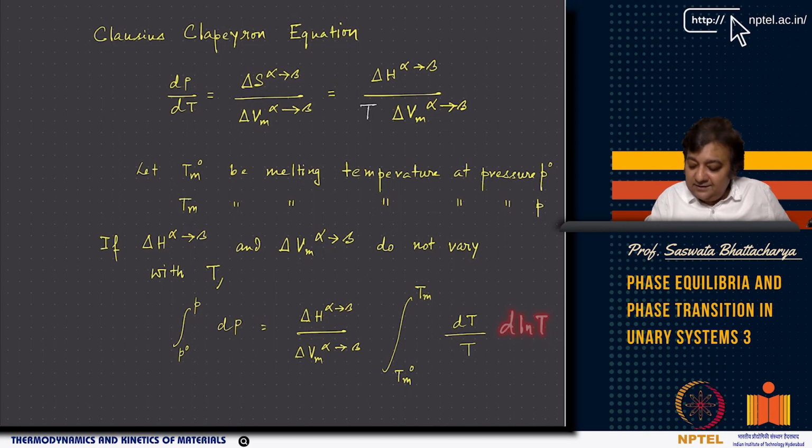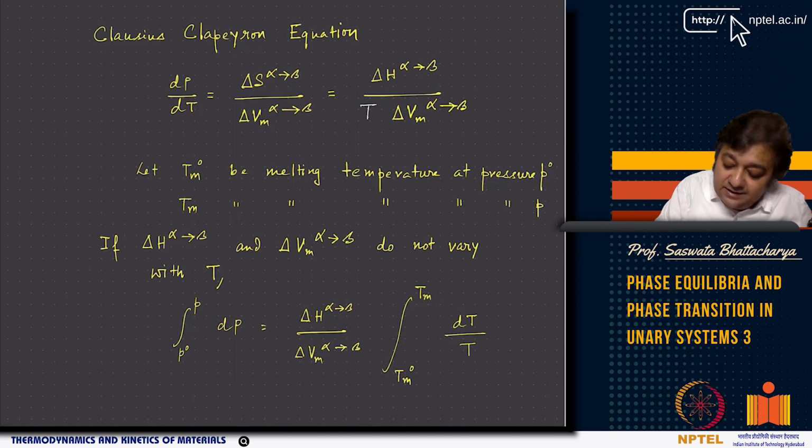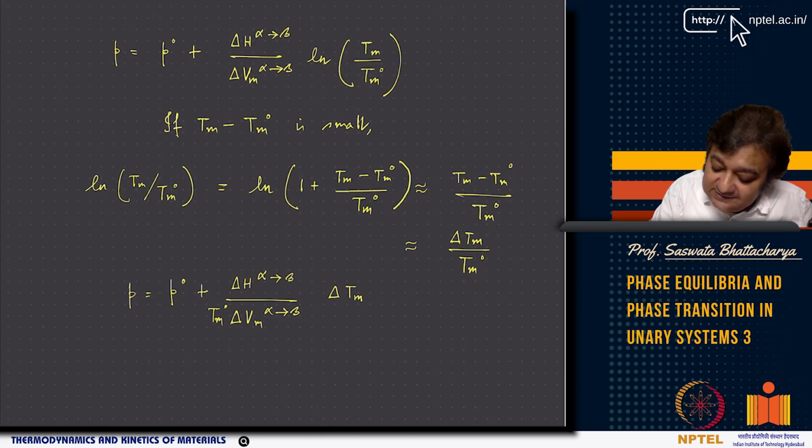So you have d ln T, and you have this Tm0 as the melting temperature, right? Tm0 is the melting temperature at pressure P naught, and at pressure P it is Tm. Then basically we can write P equal to P naught plus, see, we are assuming that delta H alpha beta and delta Vm alpha beta do not change with temperature, right? We can use their temperature dependence, or functional dependence of temperature can be used. Then we will have to use delta Cp and how it varies with temperature. But if we ignore that for the time being, this guy is constant, right?